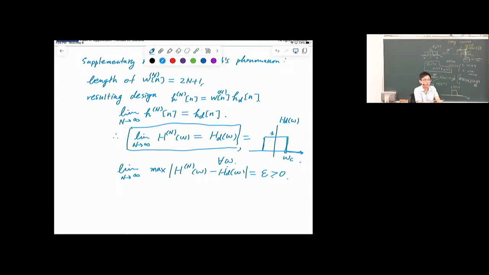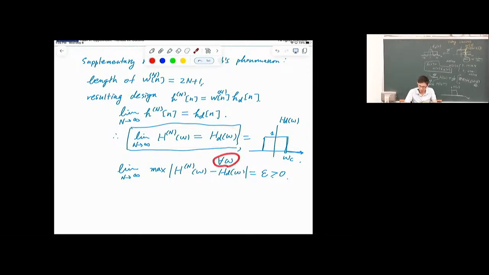In this case, we encounter a situation where the limit function equals the function. The two functions are equal when you take the limit as n approaches infinity, pointwise, for every omega. That is to say, for any omega, this equality holds. The limit approaches our desired response for any given omega.